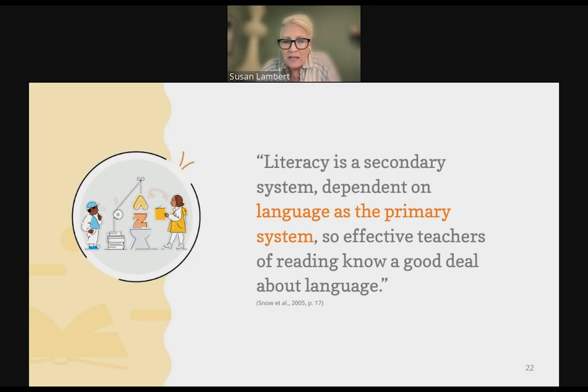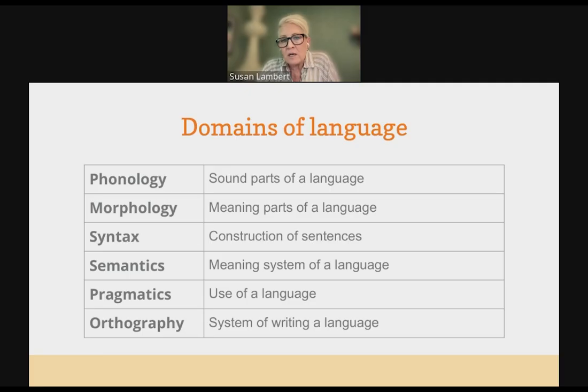Literacy is actually a secondary system. We build this process of literacy, and it's dependent on language as the primary system. And we're going to unpack that in a minute. Language is our primary system. And it says here, effective teachers of reading know a good deal about language. I might say that effective teachers know a good deal about language. And I'll show you in a minute why they say that.